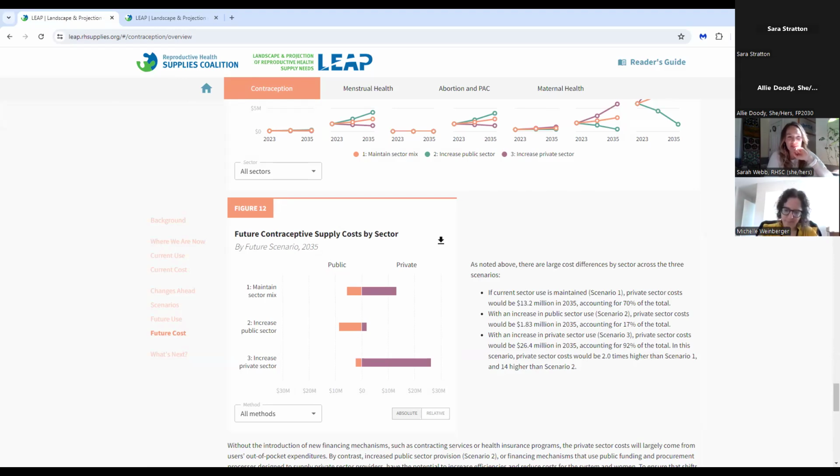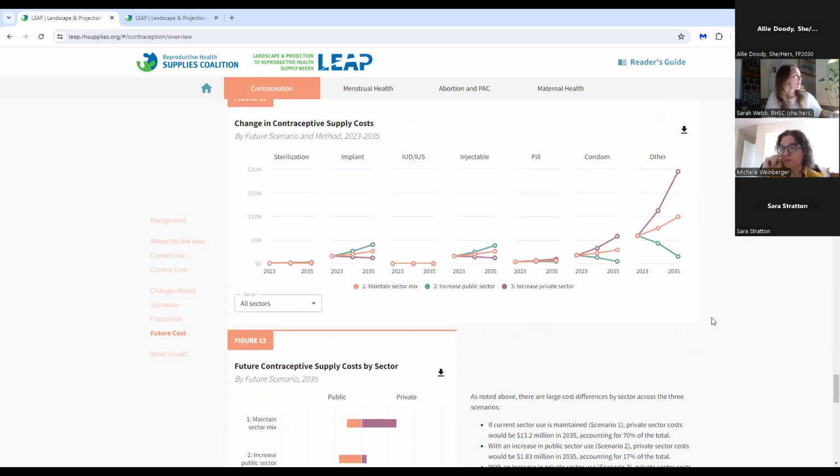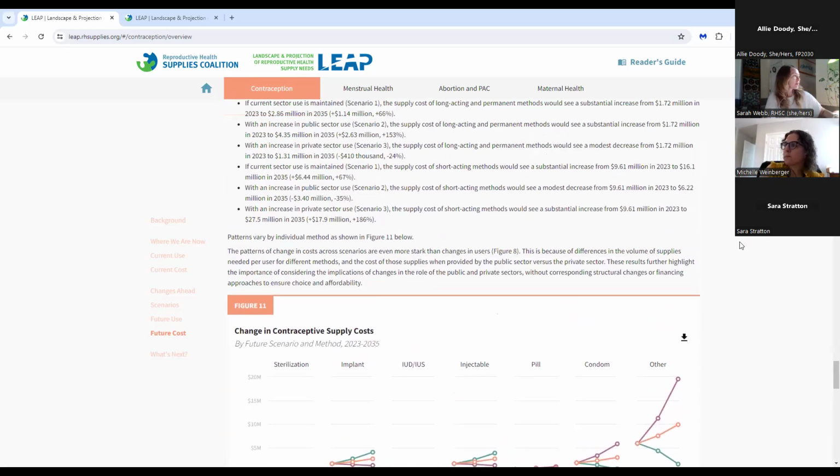Anyway, I want to make sure I'm understanding this because we invest so much in the public sector in many of the projects that we're working on. For the Ghana example, it consistently shows the implants, which are long acting, and injectables, which are short acting, in the public sector, and then the pills and condoms in the private. But that cost seems so much more dramatic over time.